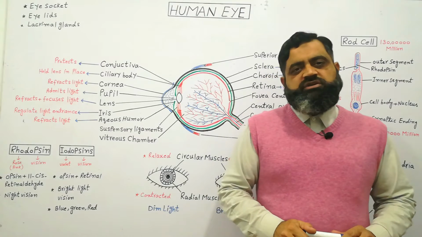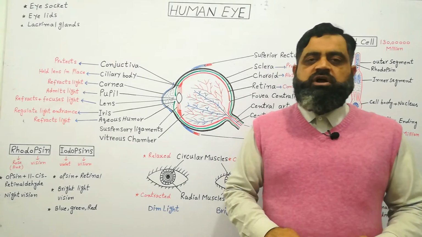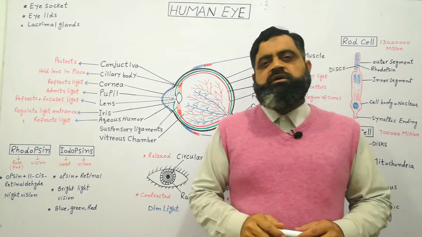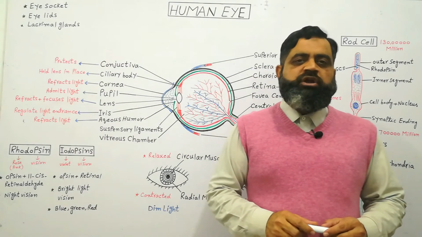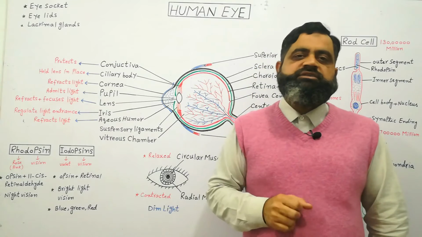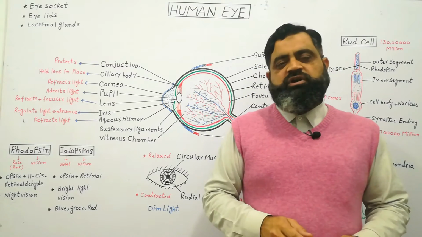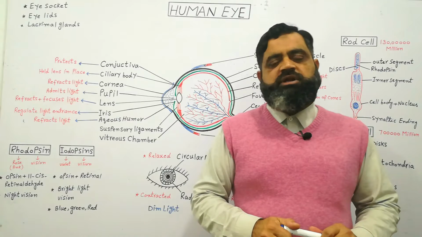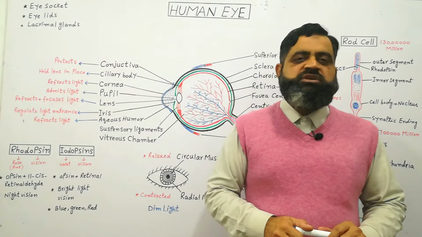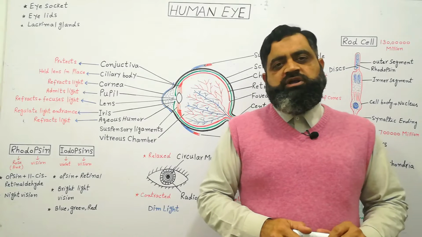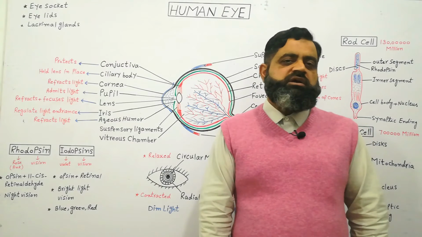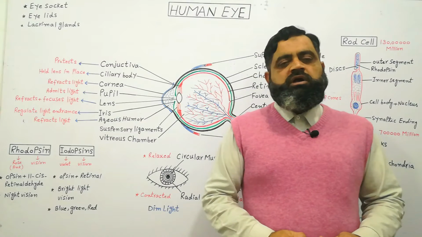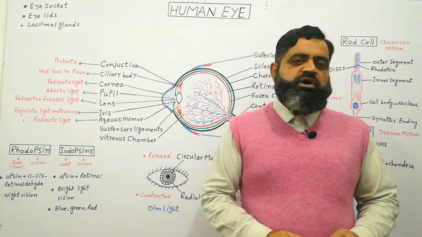The third protection for our eyeball is the lacrimal glands. Lacrimal glands are tear producing glands which are located under the upper eyelids, and they produce water which is known as tears. These tears contain some enzymes like lysozymes which help our eyes to protect from viruses, bacteria and some fungi. So in this way we are protected from microorganisms.